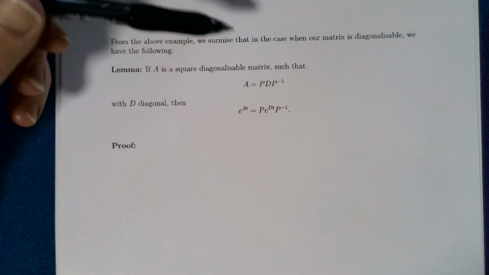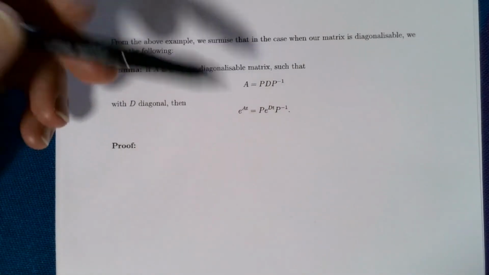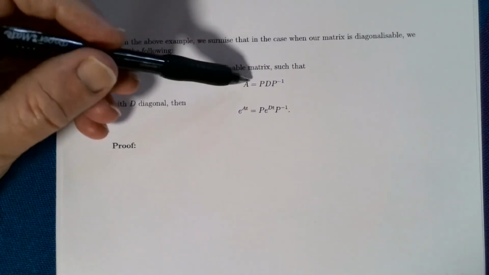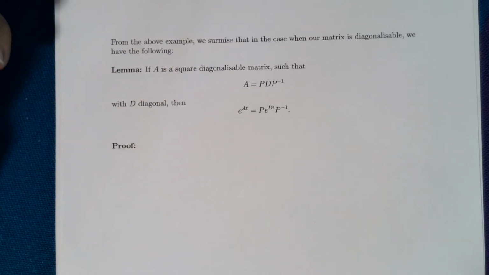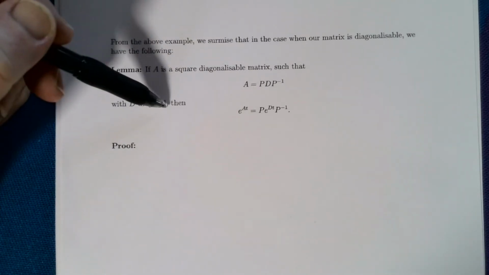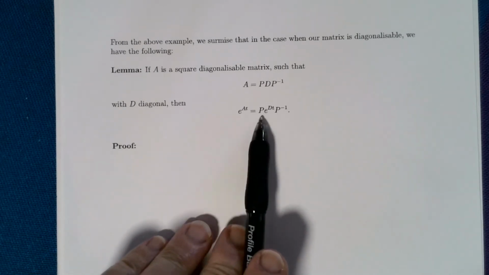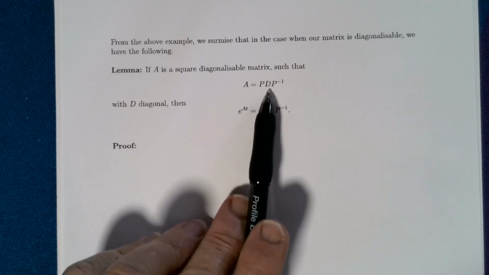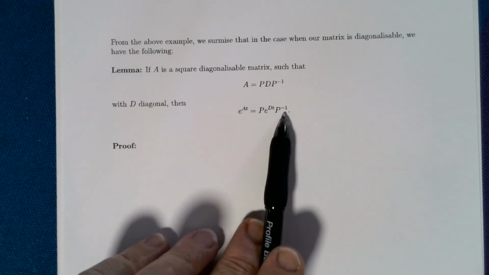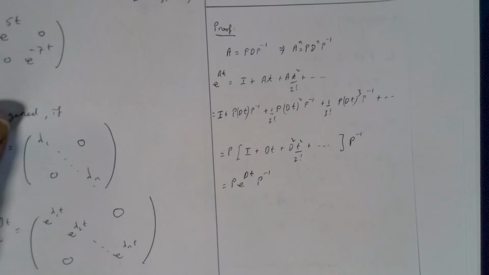So if the matrix is square and diagonalizable, that means there is a P matrix, a change of basis to an eigenbasis, where we can write A as P D P inverse, where D is diagonal. And we're going to show that then e to the At is just P times e to the Dt, that's exponentiating this diagonal matrix here, times P inverse. And the proof of this again is fairly straightforward. That's worth going through.